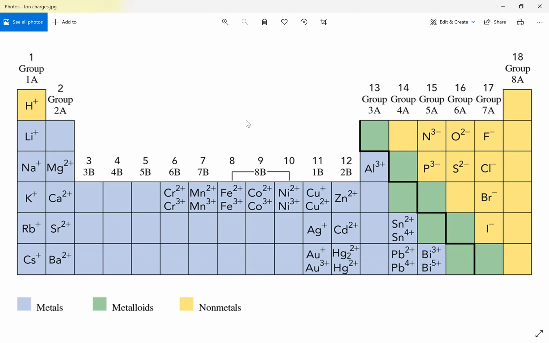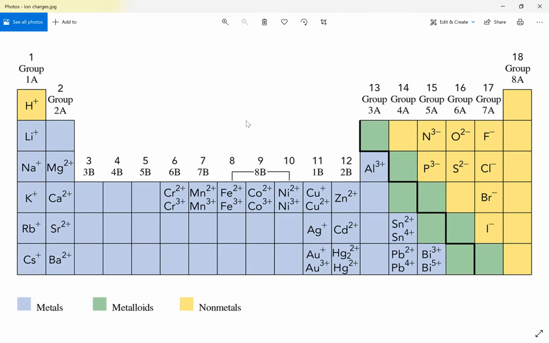However, if you look at group number 7A, we can say they are going to form -1. They are always going to be a -1 charge. Group number 6A is always going to be a -2 charge, and group number 5A is always going to be a -3 charge. All right. So from left to right, we can say group number 1A, 2A, and 3A are +1, +2, +3.